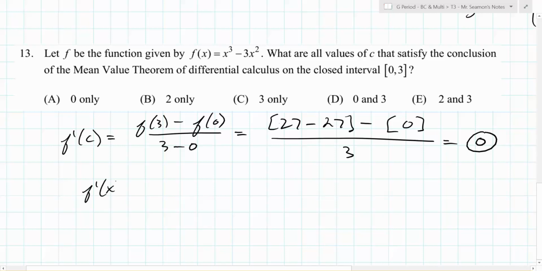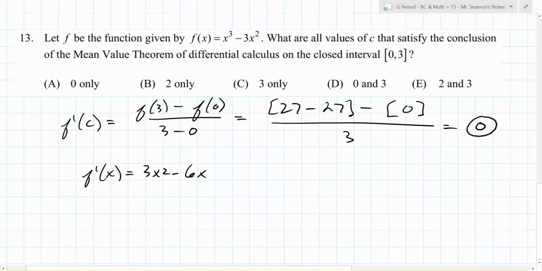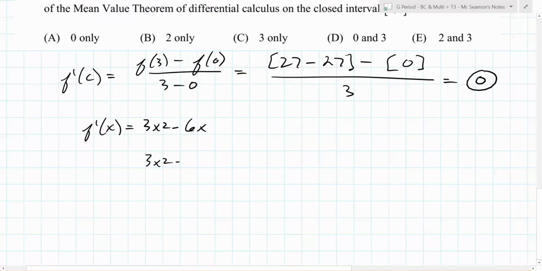What's f prime of x going to be? 3x squared minus 6x. So you want to know when 3x squared minus 6x is equal to? Hey, look, this is yet another calculus question that comes down to taking the derivative and setting it equal to 0 and solving. So what do you end up with? x squared minus 2x is equal to 0, right? So x times x minus 2 is equal to what? 0. So x is equal to 0, or x is equal to 2.